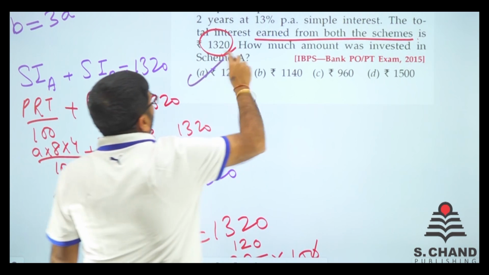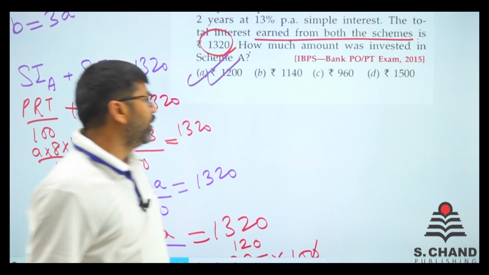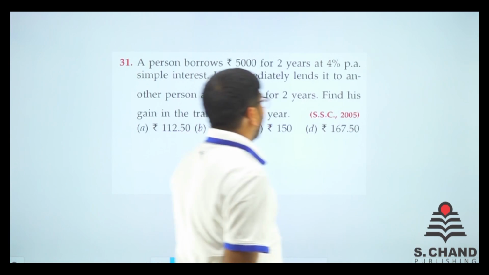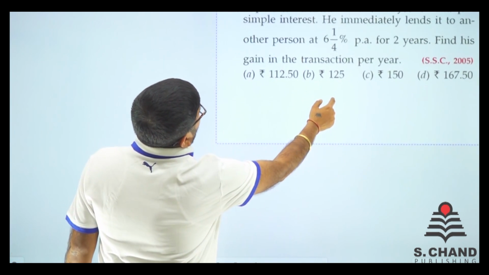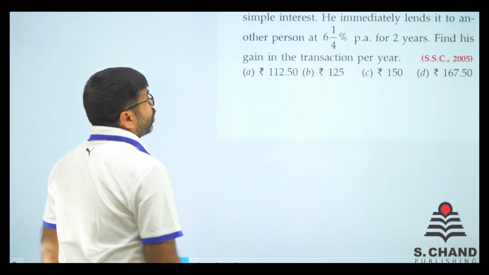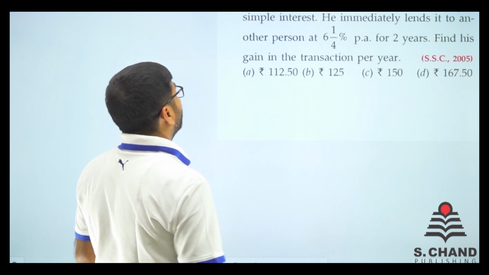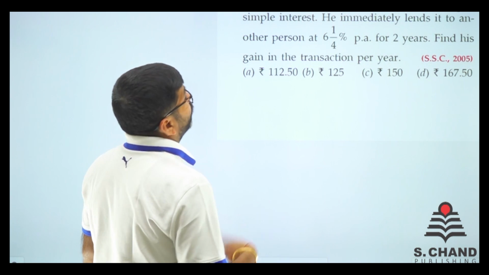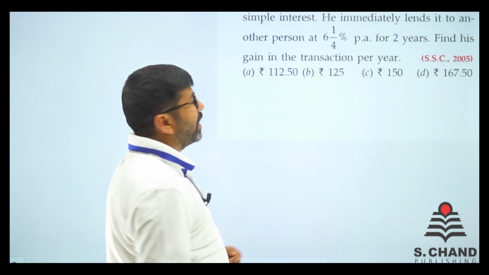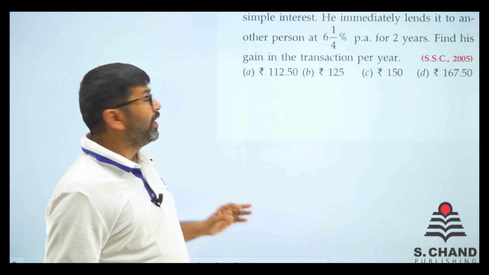This is option number 1, and we got it. We go to the second question, that is question number 31. A person borrows rupees 5,000 for 2 years at 4% per annum, and he immediately lends it to another person at 6 1/4% for 2 years. Find the gain in the transaction per year. We need to find the gain.